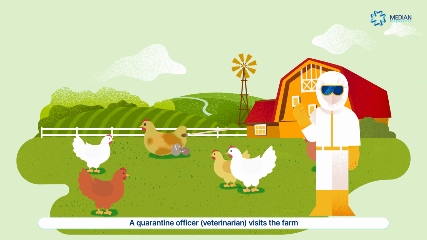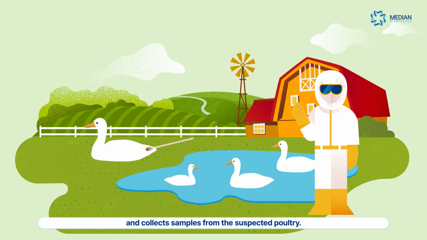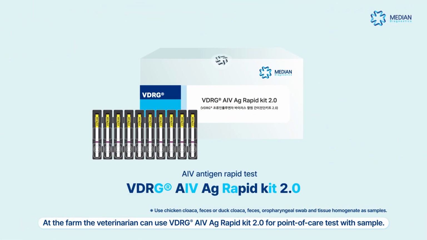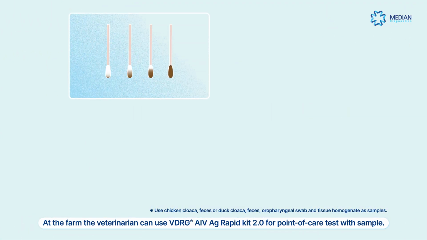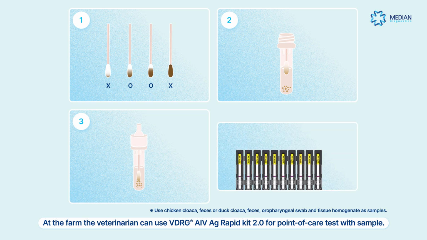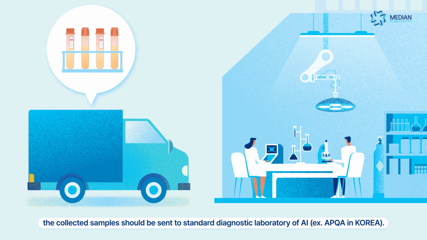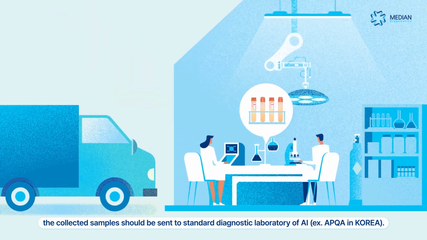A quarantine officer visits the farm and collects samples from the suspected poultry. At the farm, the veterinarian can perform a point-of-care test using the Avian Influenza Virus Antigen Rapid Kit. Regardless of the rapid antigen test result, all collected samples must be sent to an authorized avian influenza diagnostic laboratory.